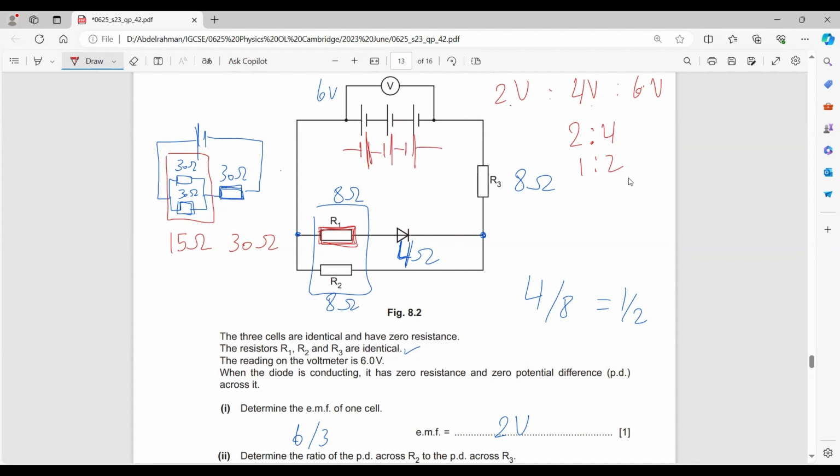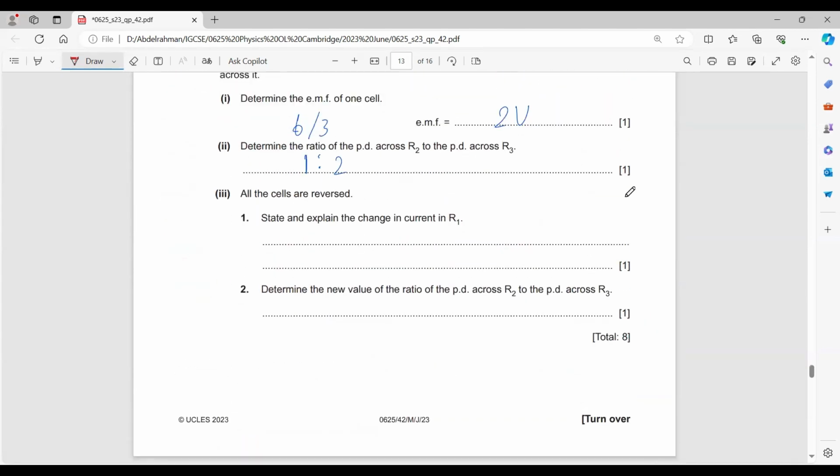Wait, so there's not going to be any current, the diode would stop it. Exactly. The diode will block the current passing this way, so through the resistor the current will be 0.